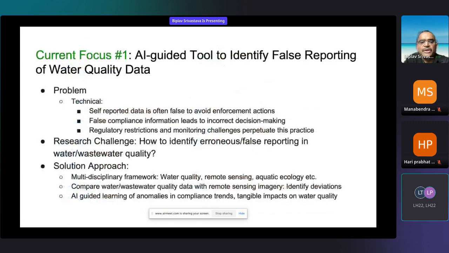Okay. So without going further into the detail, I want to focus on a couple of problems that we are focusing on right now. The first one is an AI-guided tool to identify false reporting of water quality data. This is something which Bihu and others are quite interested in. The idea is that a lot of data is reported. Can we actually validate it? And what methods can we use to validate it?